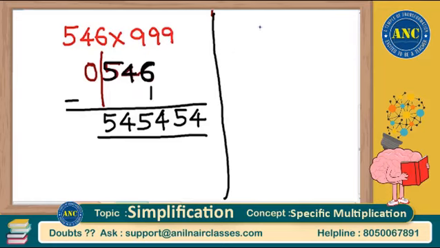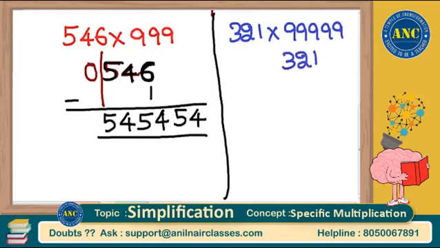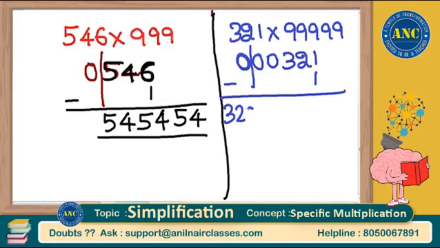One last question. Suppose 321 into 99999. So this 321 I will write as it is. After 5 places I should put a slash. Put the required number of zeros, and put a slash after 5 places. 0 plus 1 is 1. Subtract that 1 from the entire number. 321 minus 1 is 320.